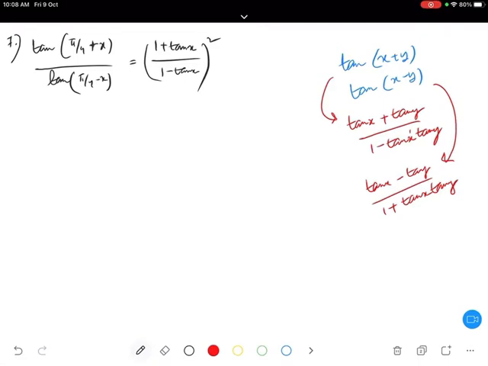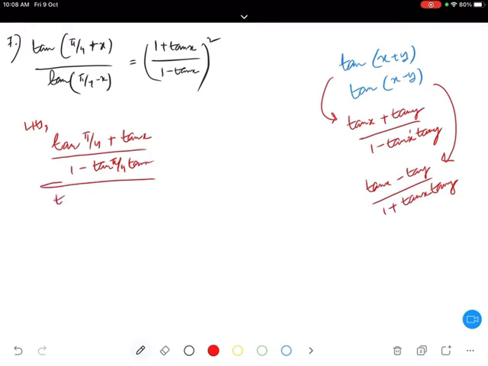So just use this formula and put those formulas in the left hand side. So left hand side will be equal to what? Tan pi by 4 plus tan x divided by 1 minus tan pi by 4 tan x. This is my left hand side. Divided by, what is tan pi by 4 minus x? That will be tan pi by 4 minus tan x divided by 1 plus tan pi by 4 tan x. Yes or no? Everyone clear?